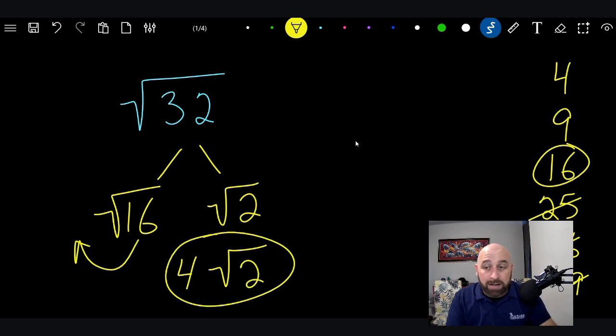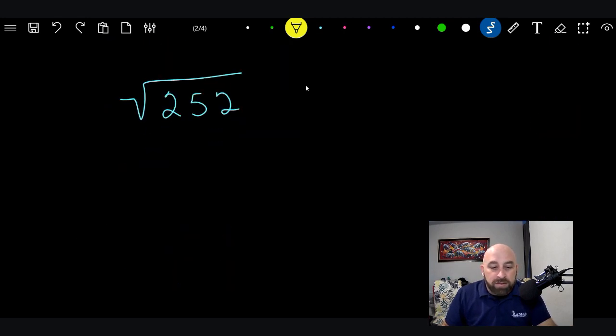How did I get that? I wrote down my perfect squares. Where did the perfect squares come from? The list I told you to memorize in the last lesson. Did you memorize it? Yeah, I didn't think so. So go back and memorize it now. You need it. I didn't tell you to memorize it for fun. I told you to memorize it because you're going to need it. So here we are using it. All right, let's go to the next one.